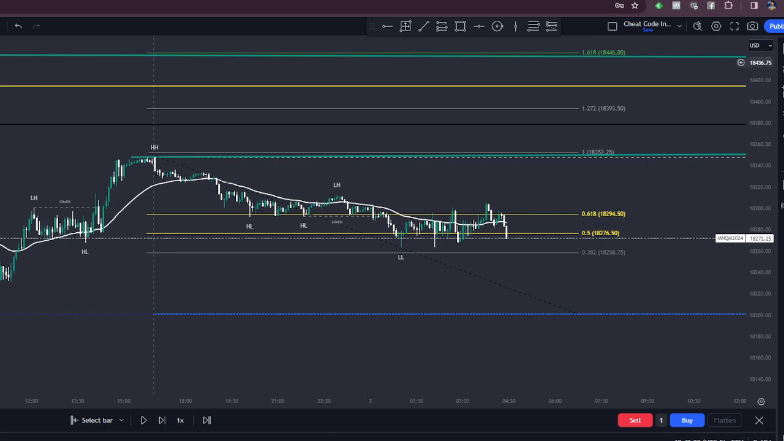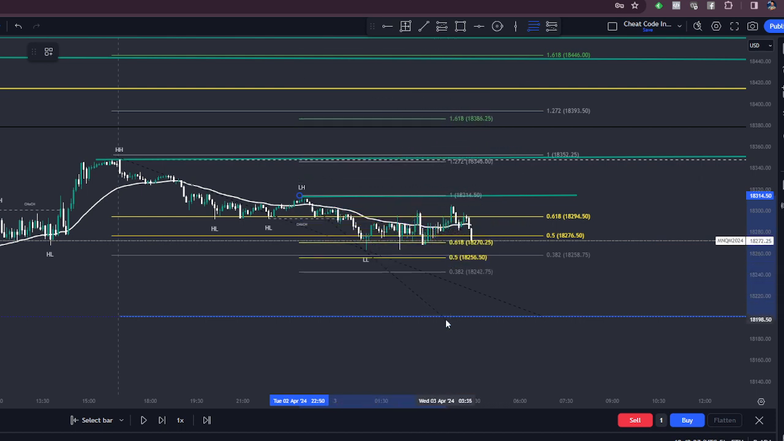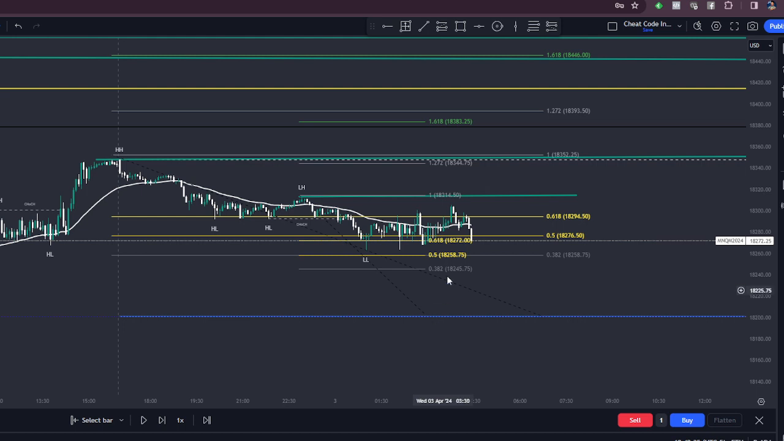We have a lower high here. That's the most recent one. Let's see. I think there was news on Tuesday. Let's see, what time was it? It was at 9 o'clock. So 8 o'clock my time.